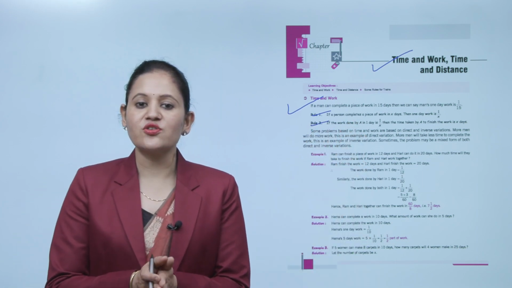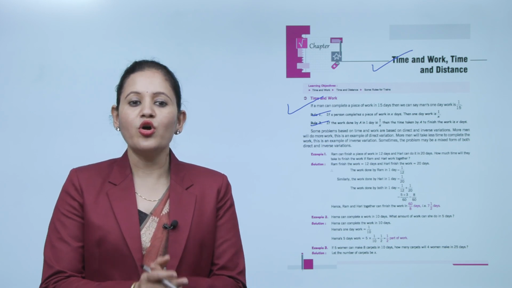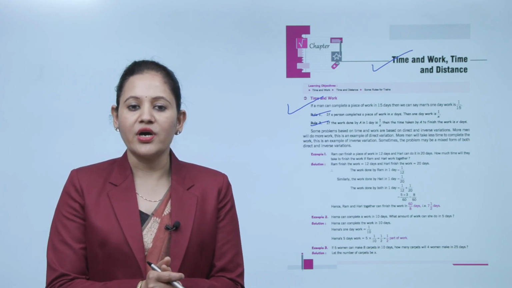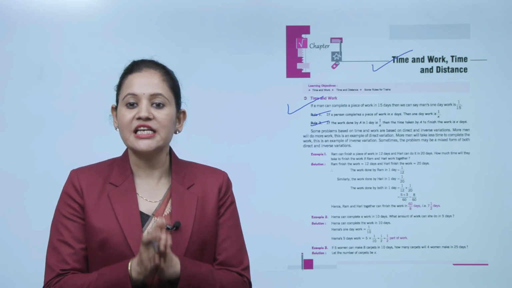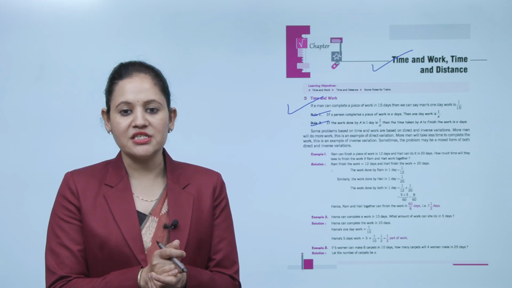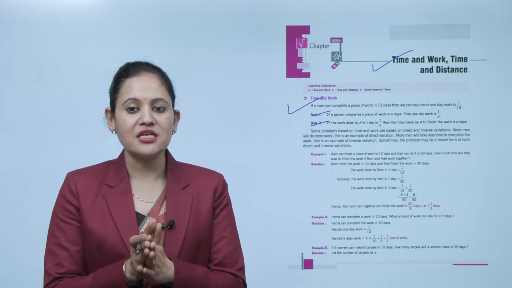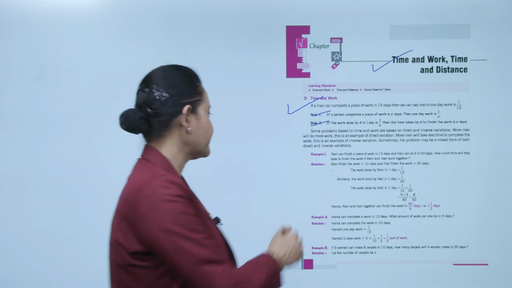Some problems based on time and work are based on direct and inverse variation. More men will do more work. This is an example of direct variation. More men will take less time to complete the work. This is an example of inverse variation. Sometimes the problem may be mixed from both direct and inverse variation. We'll take an example.